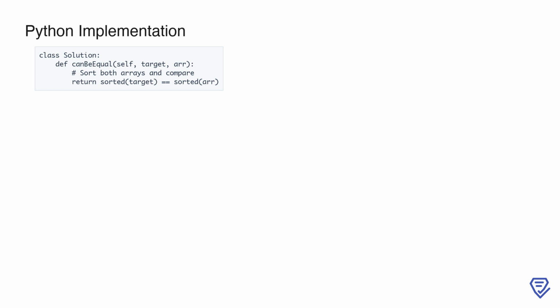The implementation is straightforward. 1. We define a function canBeEqual inside the Solution class. 2. This function takes two lists as inputs, target and ARR. 3. Inside the function, we sort both target and ARR using Python's built-in sorted function. Sorting reorders the elements of both lists in ascending order. 4. We then compare the sorted versions of the arrays. If they are equal, it means ARR can be rearranged by reversing subarrays to match target, so we return true.